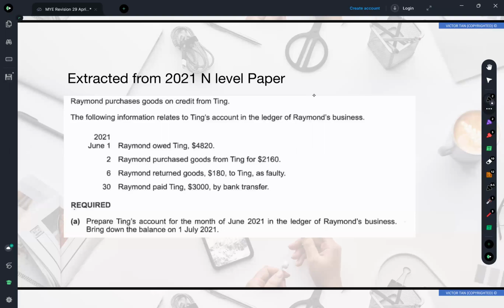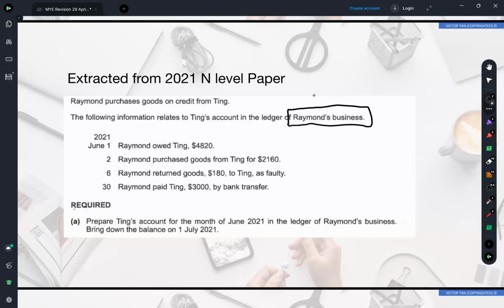Raymond purchases goods on credit from Ting. So we need to know who is who, who the business is, who is the boss. And the question says the following information relates to Ting's account in the ledger of Raymond's business. So this is the business. When you identify that, then you'll be able to do the question.